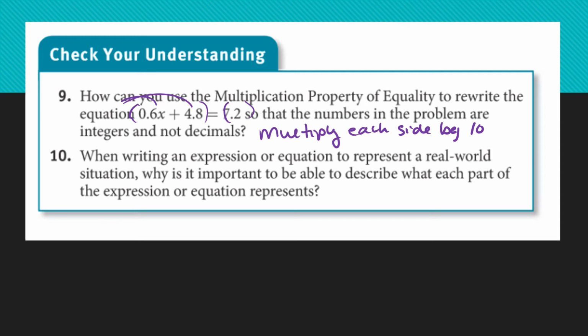Alright, when writing an expression or equation to represent a real-world situation, why is it important to be able to describe what each part of the expression or equation represents? I think the gist is that these problems have a lot of things happening in them, and there can be a lot of components and multiple players in the story, and you want to make sure that your variable is defined so you know what that stands for and what each term in your expression is representing, so that you can make sure that they are representing the story in the context that it was given. I'll let you put that in your own words there.